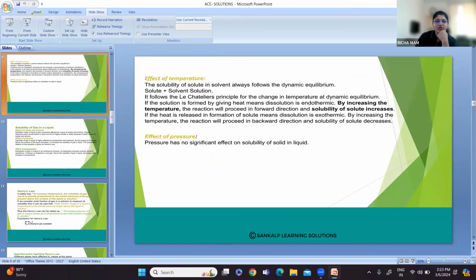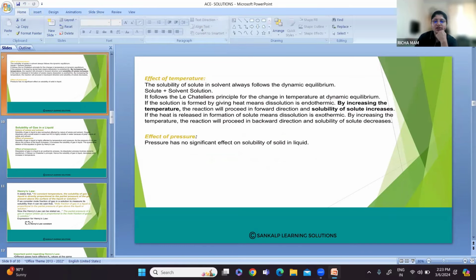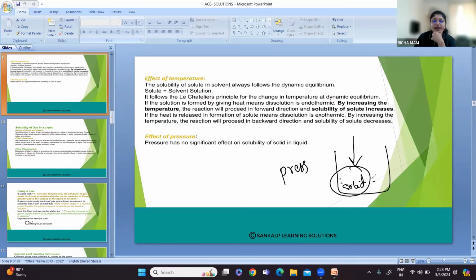See, what do you mean by pressure? When we are applying something externally, that is the pressure. Suppose I take something solid and I want to put pressure on it. Does it have any effect? No. Pressure does not have any effect on solid and liquid, that is, on the solubility of a solid in a liquid.